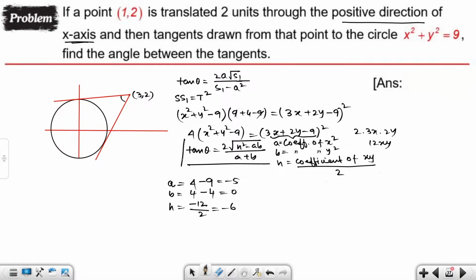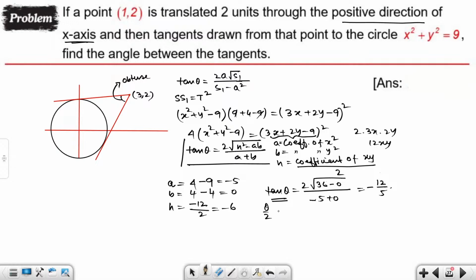I will use this formula, this one. Tan theta will be 2 times root over of h square minus AB, which is 0, divided by A plus B. So that gives us minus 12 over 5. Is it clear? What does it mean? Your tan theta is coming negative, means this angle is an obtuse angle. So if tan theta is minus 12 by 5, theta is an obtuse angle.